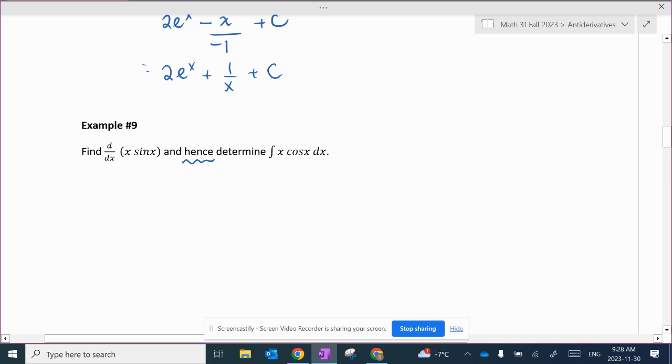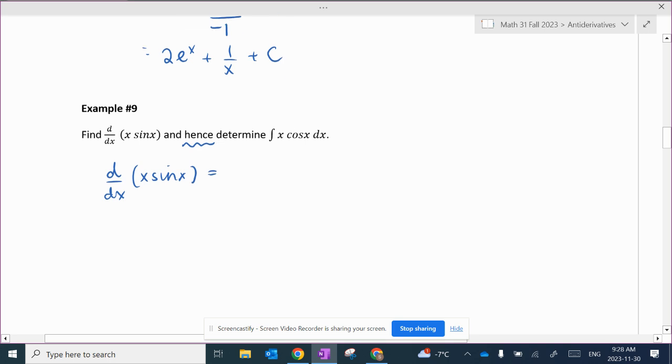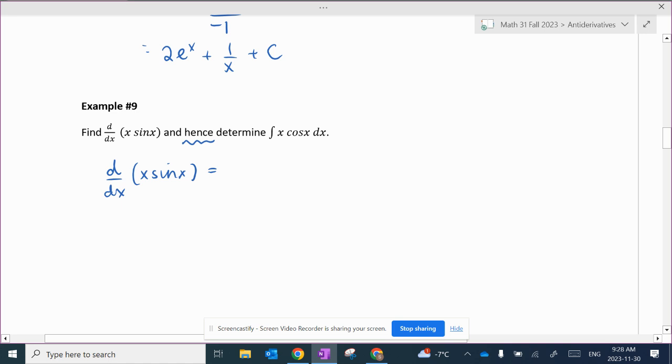What's that asking us to do? Find the derivative, yes. Okay, so let's start by finding the derivative of x sine x, and there's going to be a purpose to that. So what would I have to use to find the derivative of x sine x? Product rule, exactly. It's going to be x cos x plus sine x, yeah.